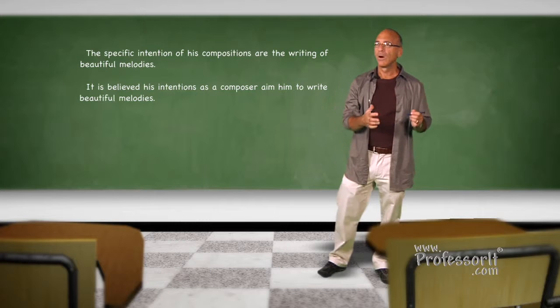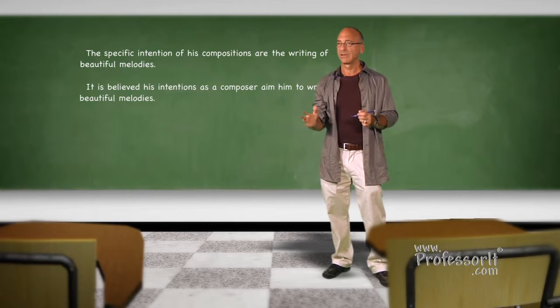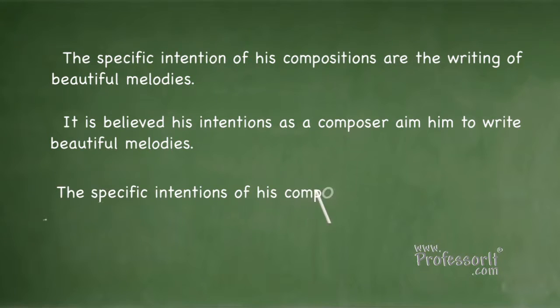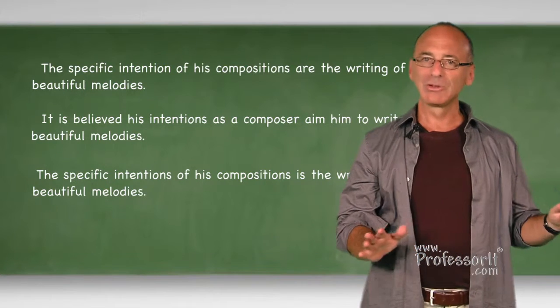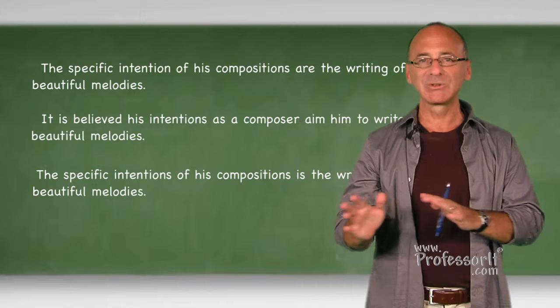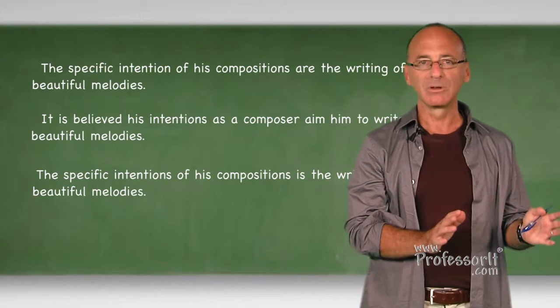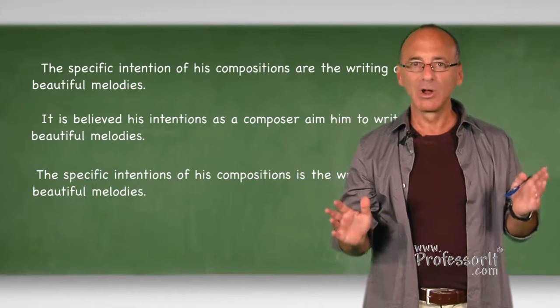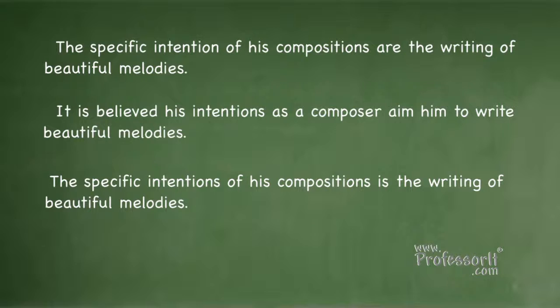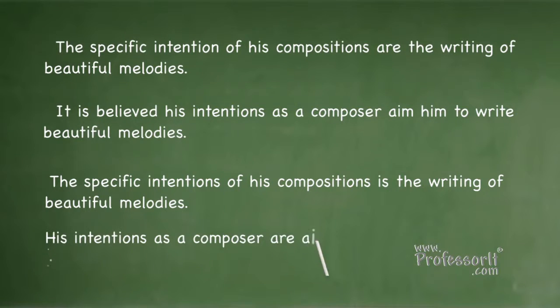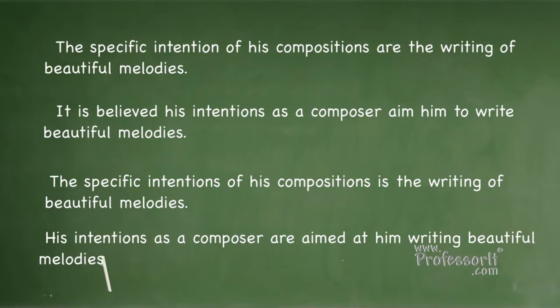D. On the other hand, goes like this. The specific intentions of his compositions is the writing of beautiful melodies. Ouch. We're back to the original form, but this time they've added S to intentions, making the subject plural. So is wrong. Now, are you getting a headache yet? Here's the last variation, letter E. His intentions as a composer are aimed at him writing beautiful melodies.